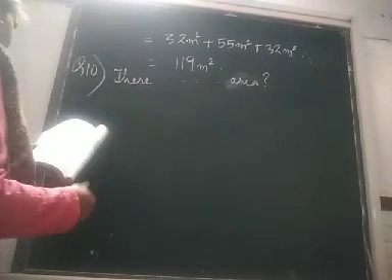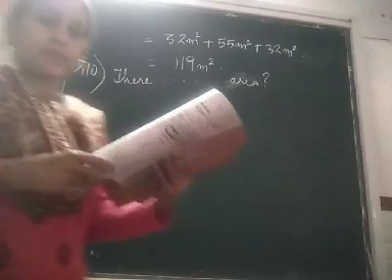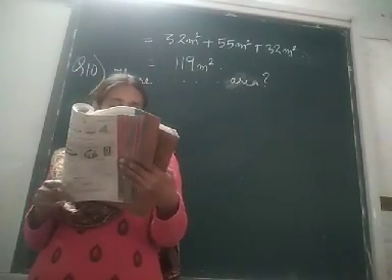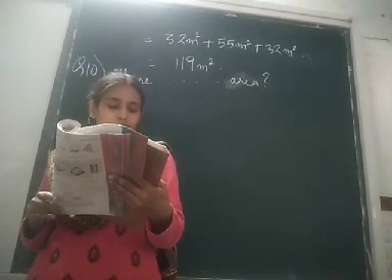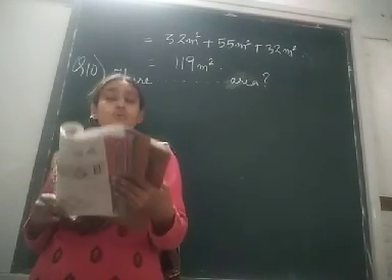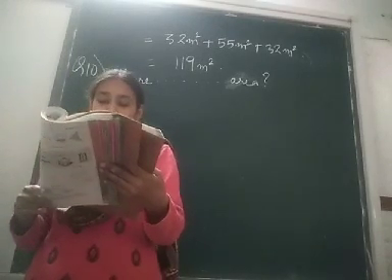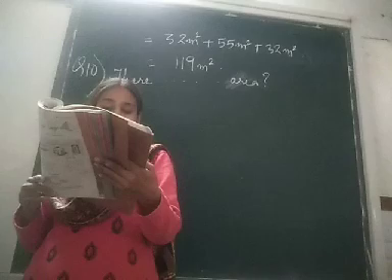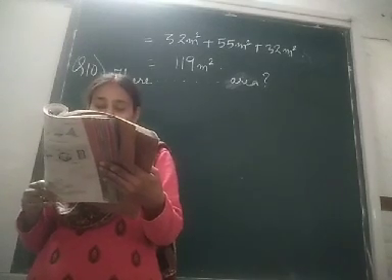There is a pentagonal shaped park. Pentagonal, 5 sides. As shown in the figure, for finding its area, Jyoti and Kavita divided it in 2 different ways. It's given in the book. Jyoti's diagram is there and Kavita's diagram is there. Find the area of this park using both ways.